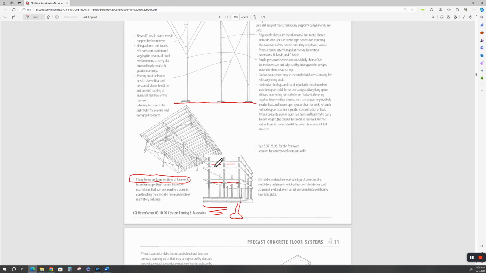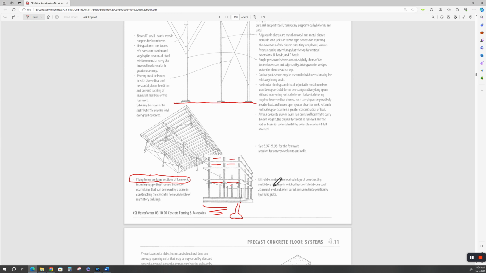If you're really interested in this, get on YouTube and just search concrete slabs with flying forms, and there will be some expert contractors that are proud to show you their work through their videos.